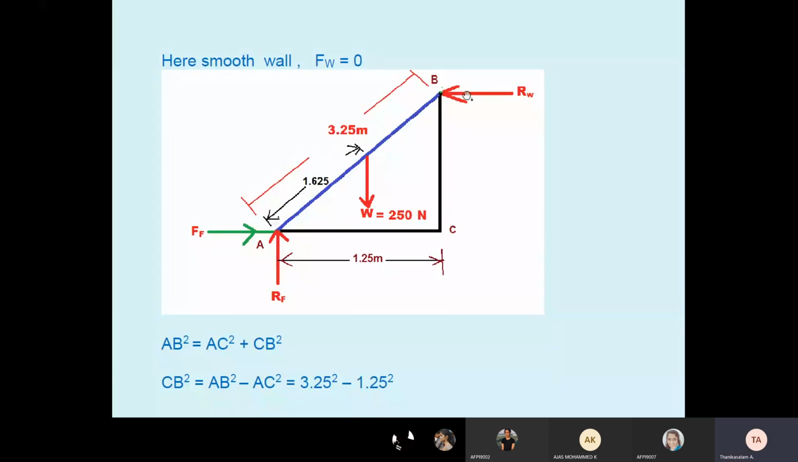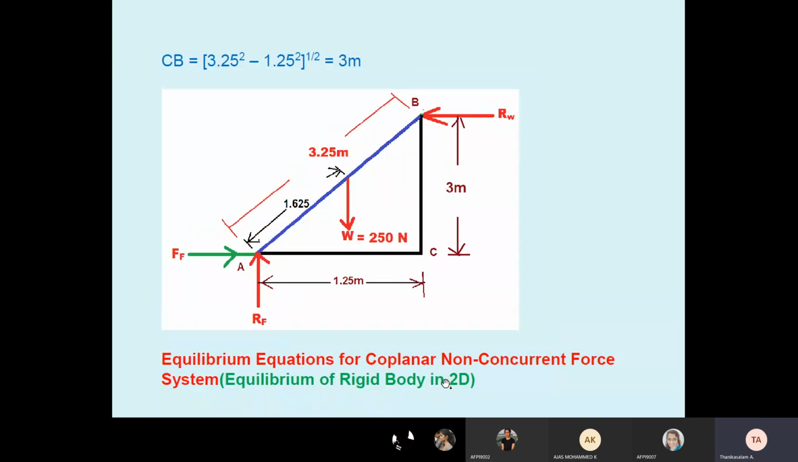Now, you have to calculate the other distances. What distance? That is BC. We want BC, so I applied the Pythagoras theorem: AB square equals AC square plus BC square. So we want CB, and on the right side AB square minus AC square. After applying, we got 3 meters. So I marked it. See here, it's a colorful free body diagram.